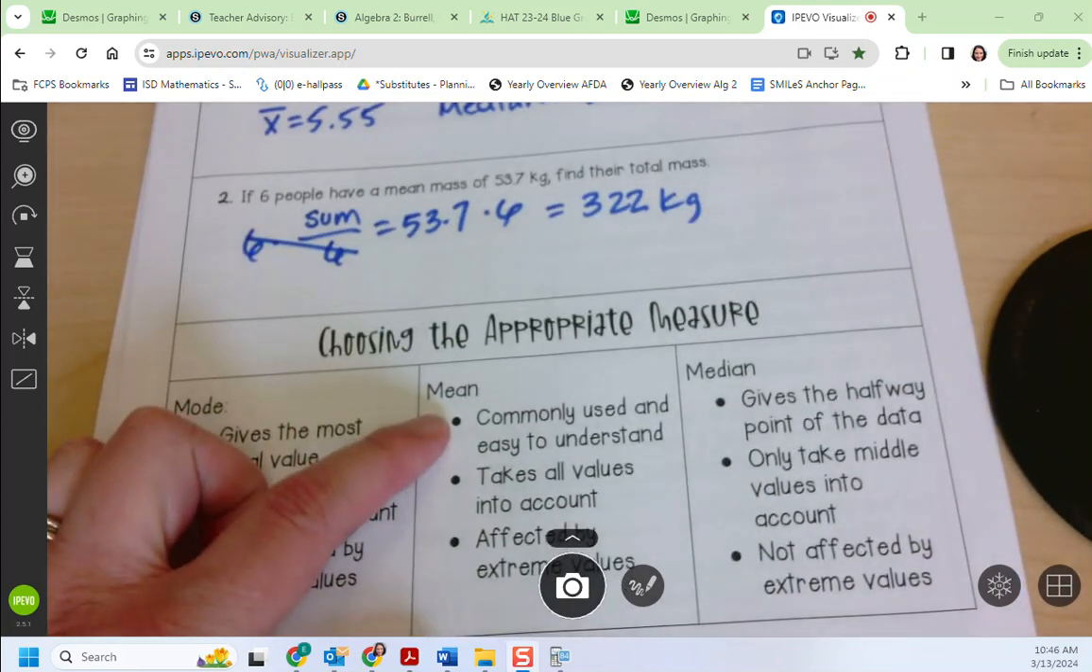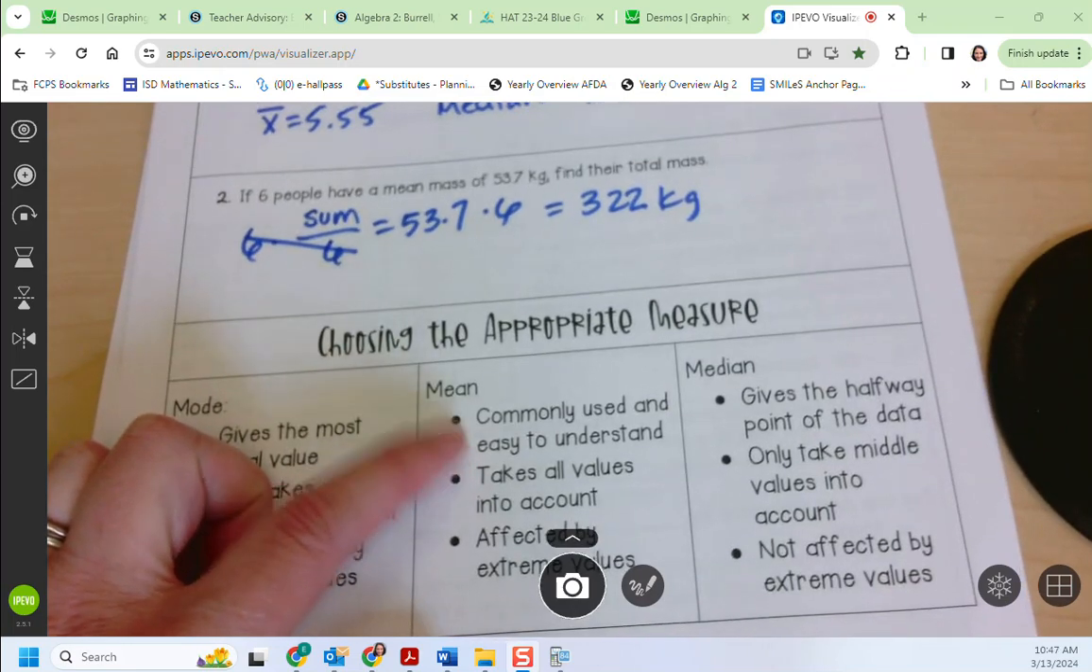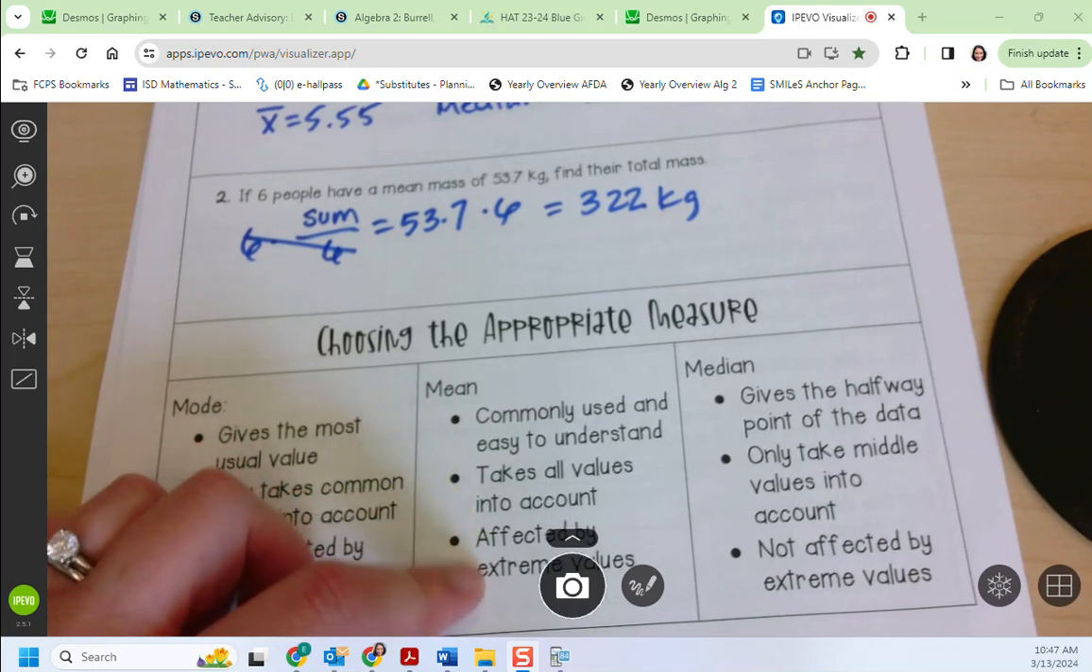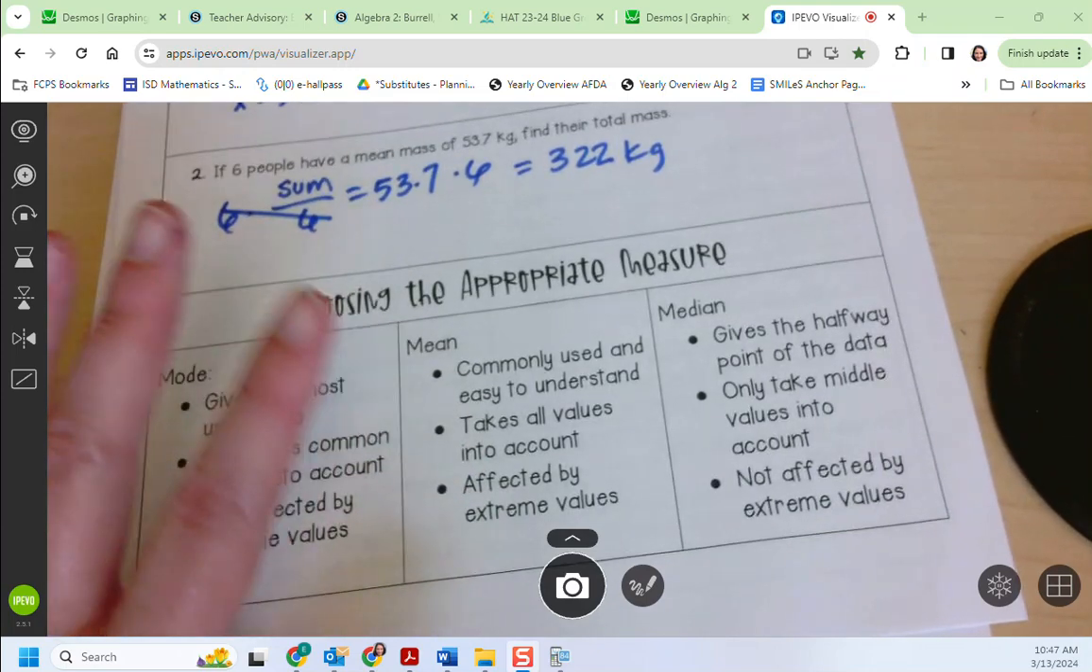Mean is commonly used, and it's easy to understand. Most people understand what it means when you tell them the mean of something, and it takes all the values into account, but it is affected by extreme values.